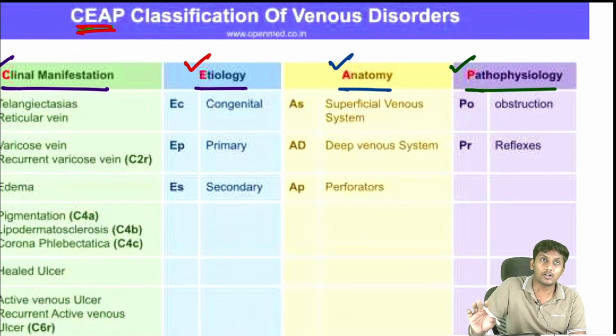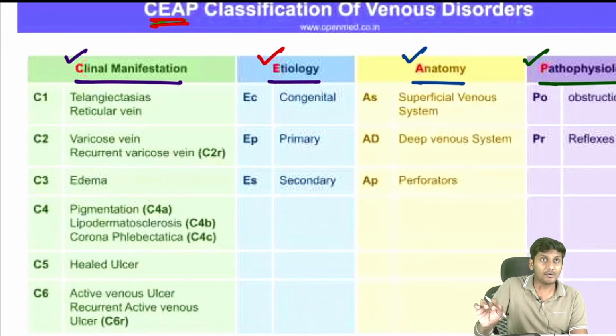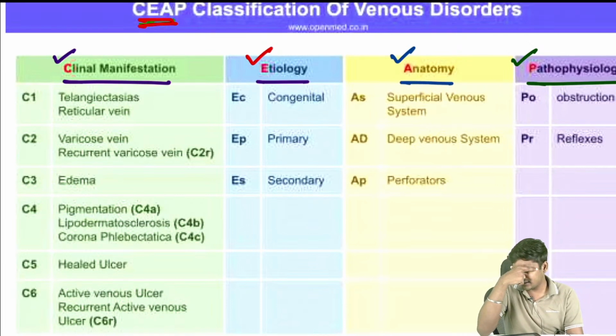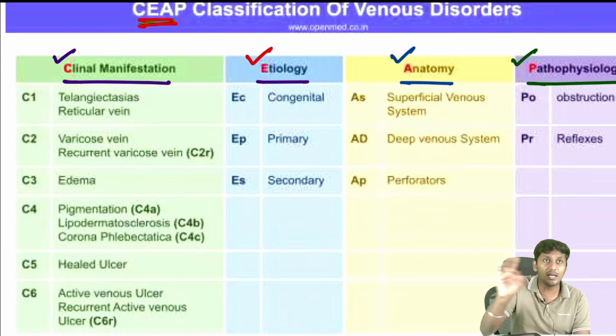बाकी तुम भूल जाओ, does not matter. Okay, but this at least remember that. What is the full form of CEAP? C for clinical classification, E for etiological classification, A for anatomical, and P for pathophysiological classification. ये पता होना चाहिए, ठीक है?